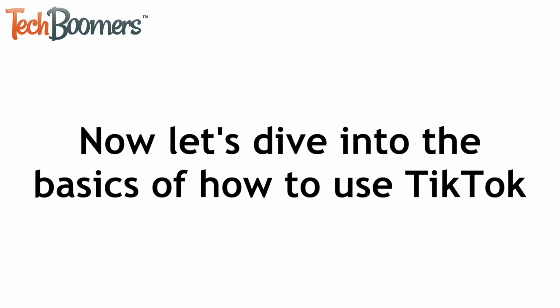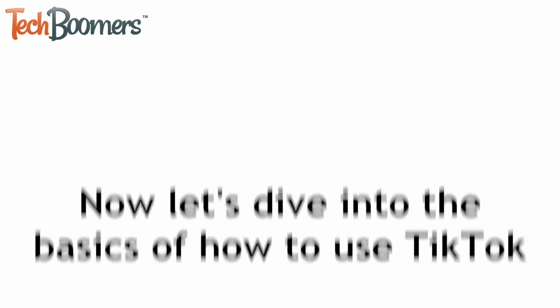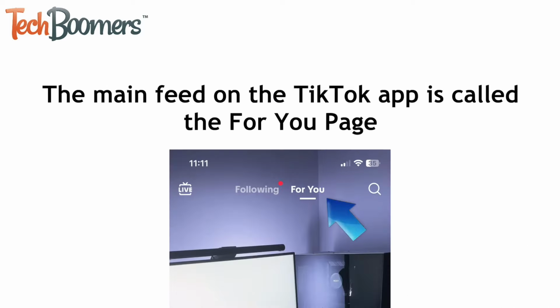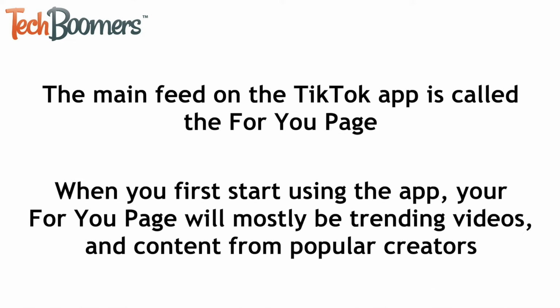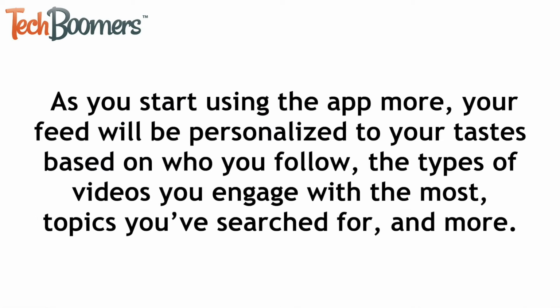Now let's dive into the basics of how to use TikTok. The main feed on the TikTok app is called the For You page. When you first start using the app, the For You page will mostly be trending videos and content from popular creators. As you start using the app more, your feed will be personalized to your taste based on who you follow, the types of videos you engage with the most, topics you've searched for, and more. TikTok's algorithm does a great job of serving users videos that they'll be interested in.